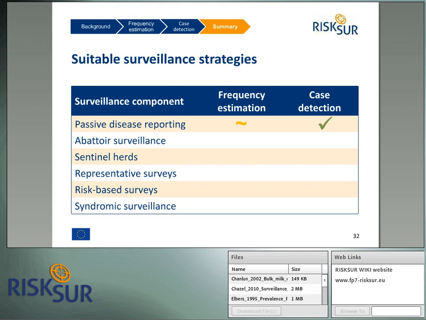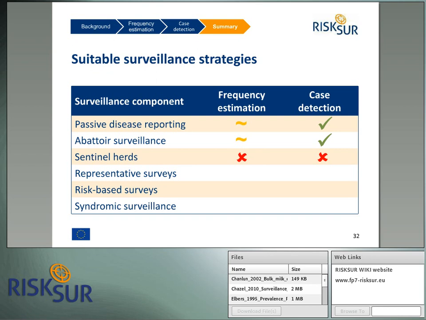Abattoir surveillance has a high coverage and is ongoing, so again, it is suitable for case detection. However, it is representative of the healthy population only, and thus less appropriate for frequency estimation. Sentinel herds are very good for early warning, but they have a very low coverage and they are not representative, so they are not suitable for either of the two purposes.